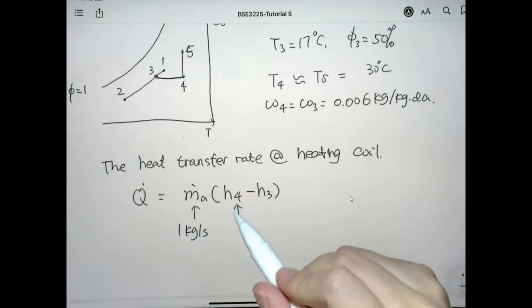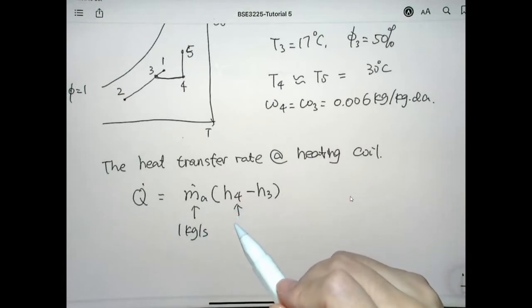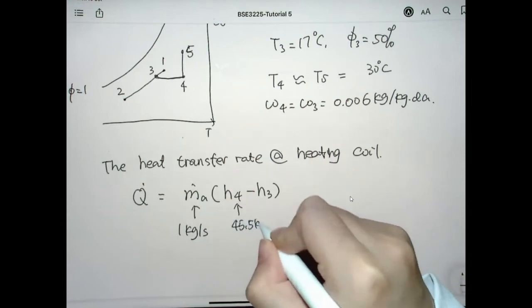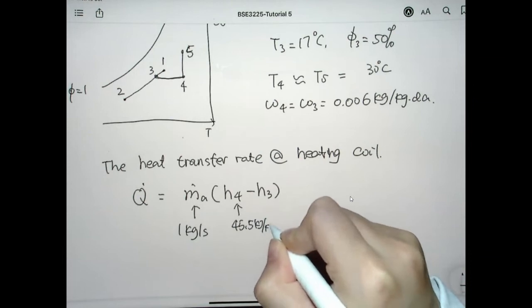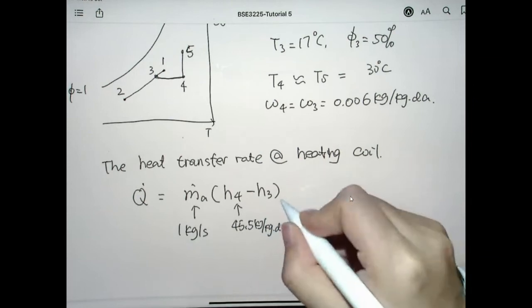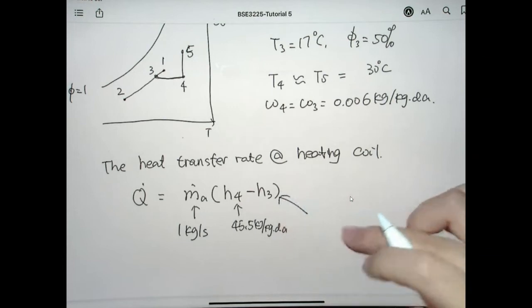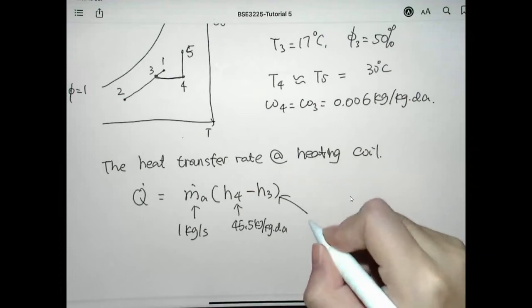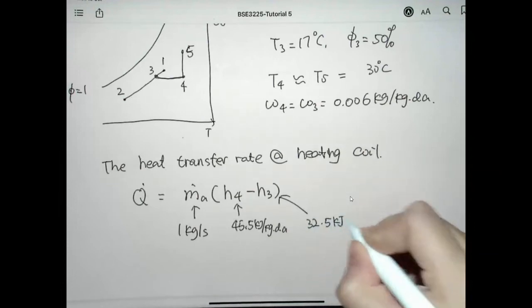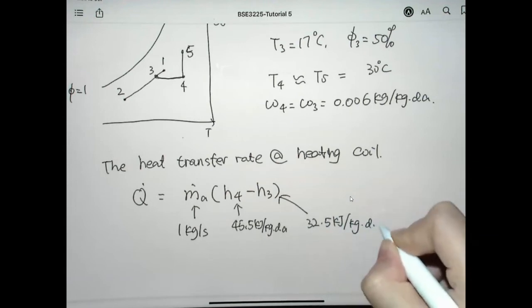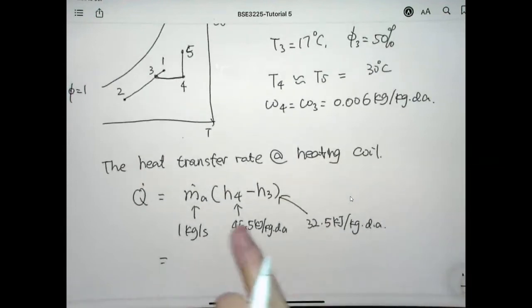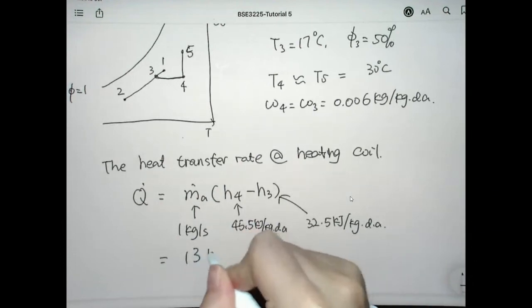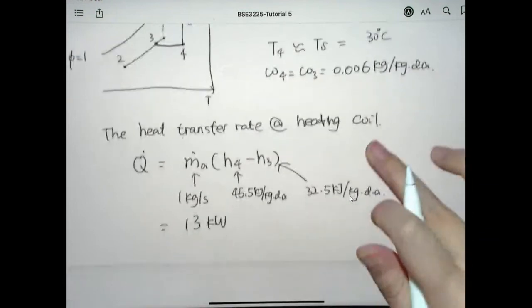And from the psychrometric chart, H4 is 45.5 kilojoules per kilogram dry air. And H3, also from the psychrometric chart, is 32.5 kilojoules per kilogram dry air. So you plug in the numbers and you will find that the value is 13 kilowatts. So that's for the second problem.